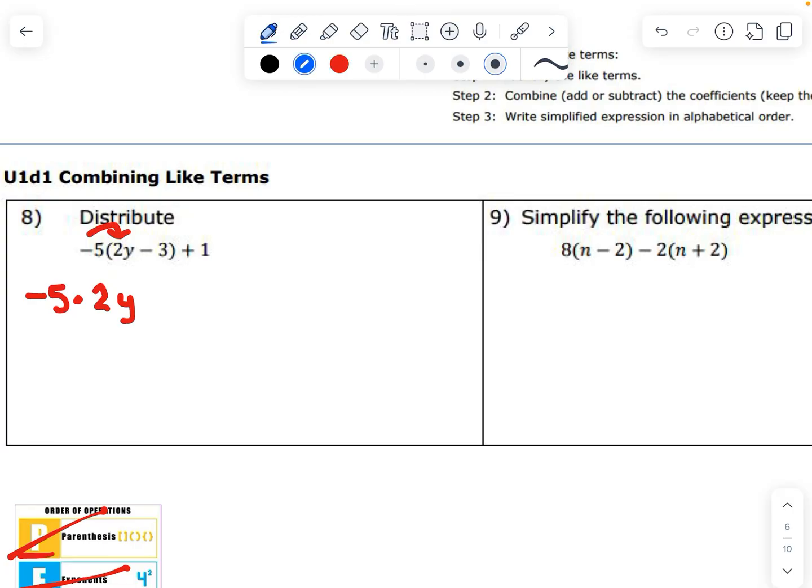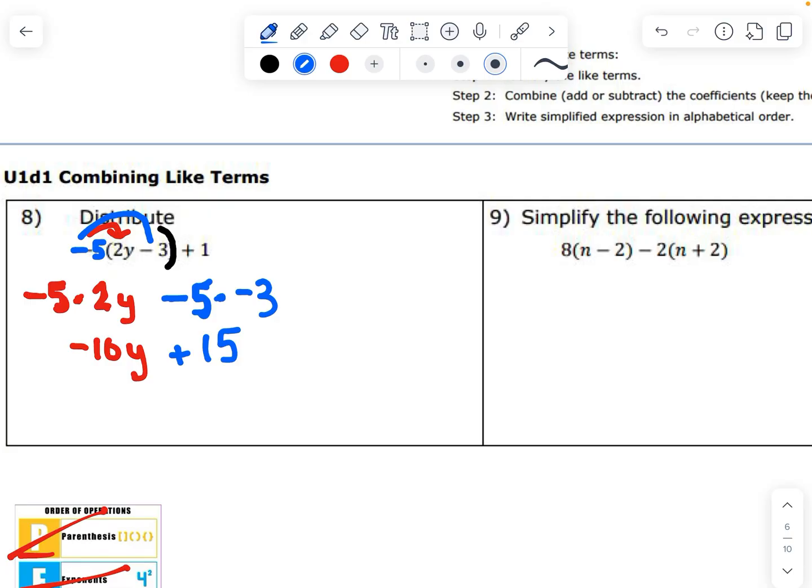At the same time, the negative 5 sees that negative 3 also in the parentheses, so negative 5 times negative 3. This parentheses right here ends, okay? And so it's kind of like this big fence that no more distributing happens, okay? So let's go ahead and total up what we have so far. So this negative 5 times this 2 is a negative 10y. And this negative 5 times negative 3 multiplied together would be a positive 15.